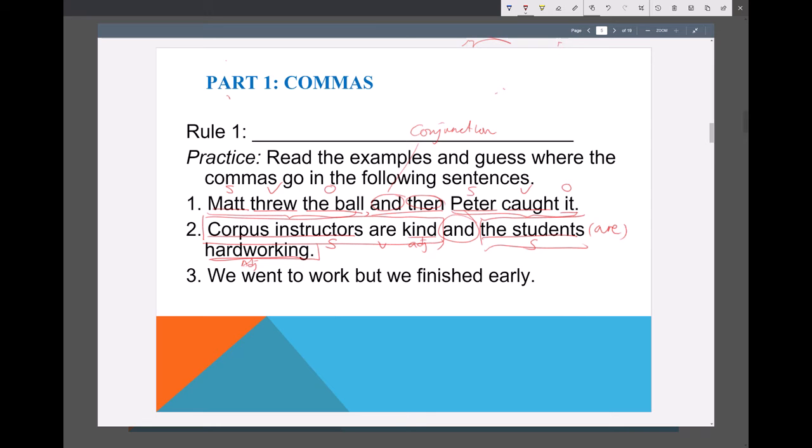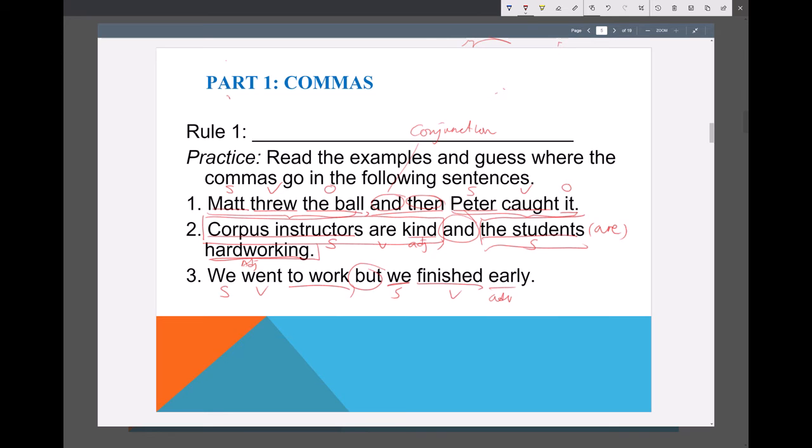See if you can use the pattern for the third one. We, subject, went to work. And then we finished early. This is an adverb there. So but is the connecting word, and the comma goes right there.